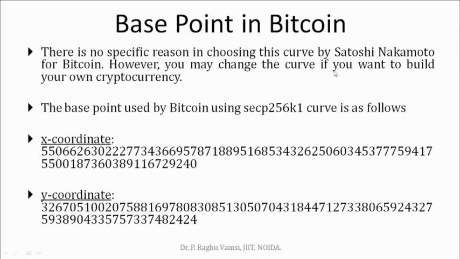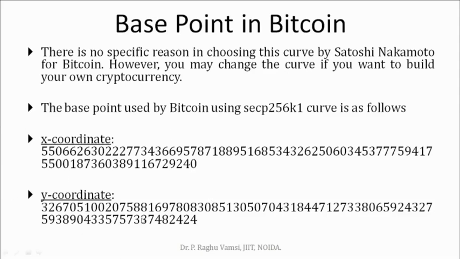However, you may change the curve if you want to build your own cryptocurrency. From the specification secp256k1, you may choose whatever curve you want, which was specified by the elliptic curve specification group. The group has mentioned some specific standard curves. You may use whatever curve you want if you want to build your own cryptocurrency or maybe your own blockchain.